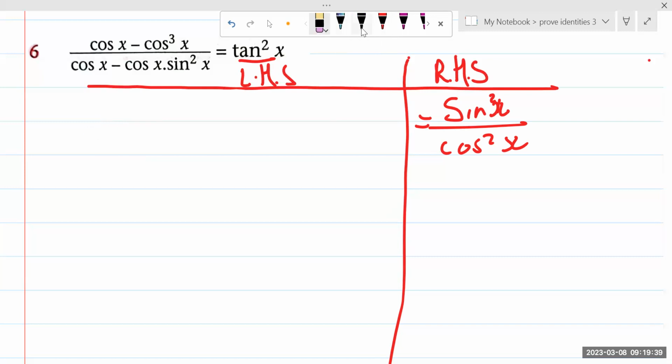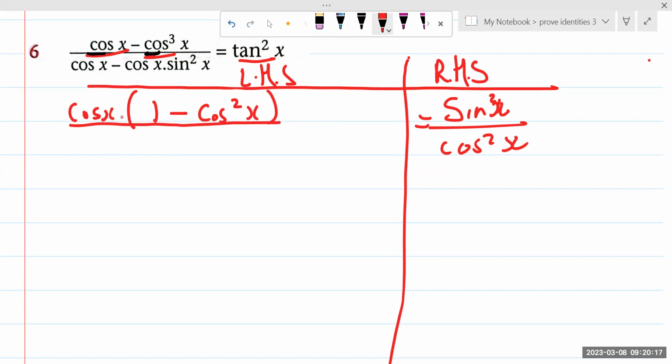What is going to be our next step? Our next step will be to factorize. So you factorize your numerator, and then you also try to factorize your denominator. Now, we have two terms here. Is there anything common between these two terms here? Okay, what seems to be common then? Cos x. So if we take cos x as common, what are we going to remain with here? Left with 1 here, minus cos squared x, close bracket, all over.